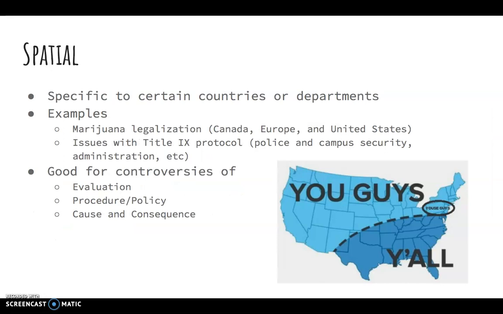Then we have spatial. For this one, think about maps, because the organization is specific to certain countries, areas, or departments. For example, if you're writing about marijuana legalization, you could go by the countries and present each country with their different levels of legalization and the different consequences of that. If you want to do Title IX again, you could focus on each area involved, such as the police, the hospital, the administration, the classroom, etc. This pattern is best for questions that fall under the controversy of evaluation, procedure policy, or cause and consequence, because your reader gets to see the issue from all sides or different perspectives.